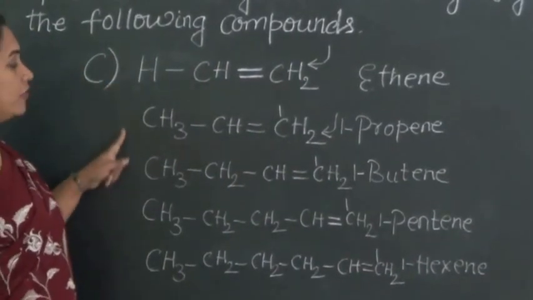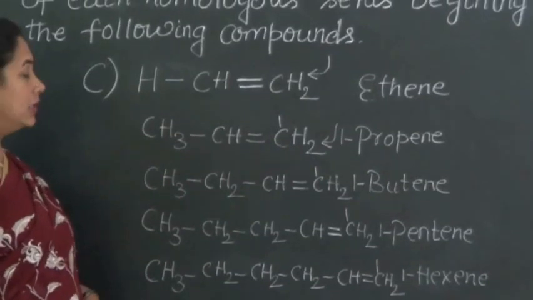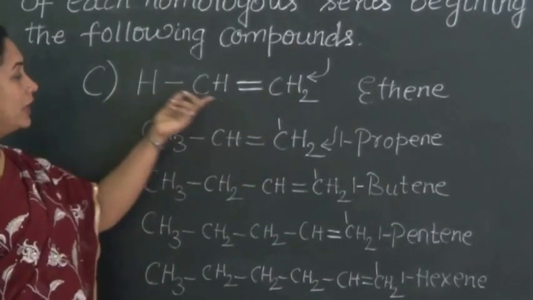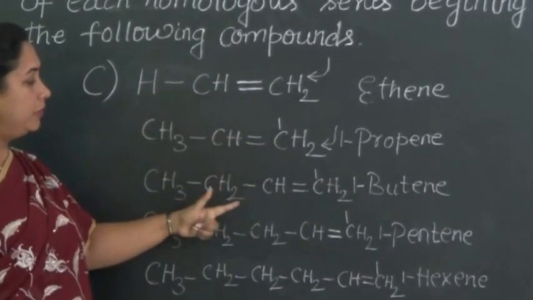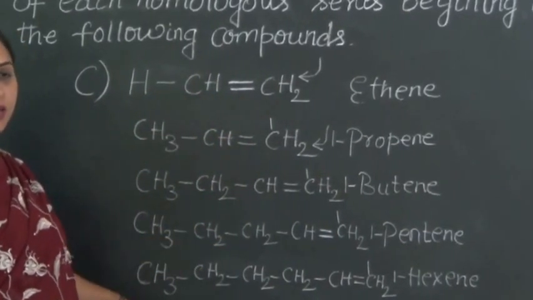So these are the 5 members of the homologous series of alkene, starting with ethene: ethene, propene, butene, pentene, hexene.